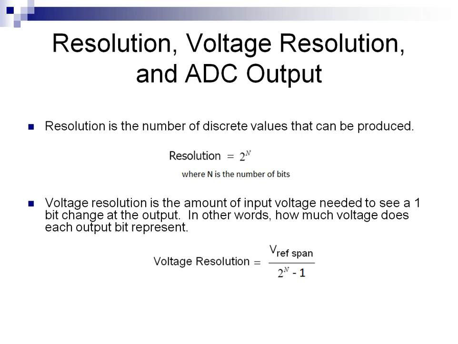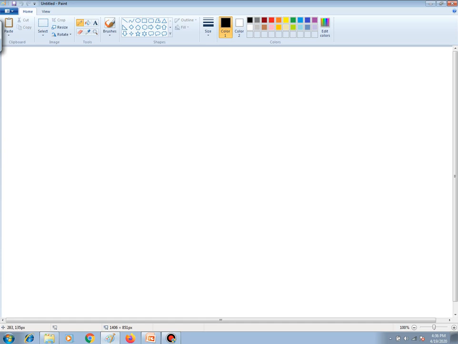If we stated it a different way, you could say that the voltage resolution is the voltage span of each bin. What is one bin worth in its voltage range? For example, let's say that we had a 4-bit A to D. So we have our analog to digital conversion, we have our input, we'll call that VIN, and let's say that it's a 4-bit analog to digital converter. We have our D0, D1, D2, and D3.